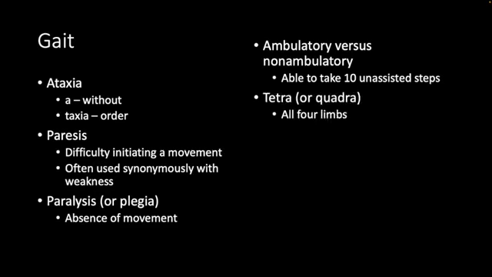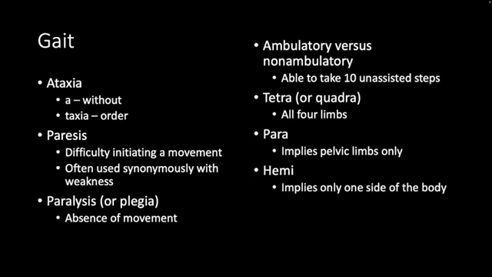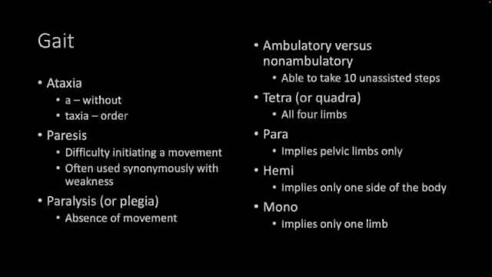More terminology to be familiar with is tetra or quadra, which means all limbs, para, which means 2, and generally implies the pelvic limbs unless stated otherwise. Hemi means half and implies one side of the body, and mono implies one limb being affected.